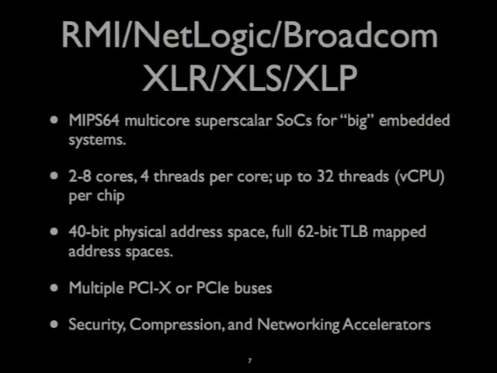They use a 40-bit physical address space with up to 1 terabyte of RAM. And unlike the R4000 and previous CPUs, they actually support a full 64-bit map space. Most of the earlier CPUs can only map 1 terabyte or 16 terabytes, so they figured that's enough. The XLP can actually do the full 62 bits. That's exabytes, if you really want to know. They also have multiple PCIe on the XLR and XLP. They also have accelerated public key cryptography, networking, and for the newer chips even regular expression matching.